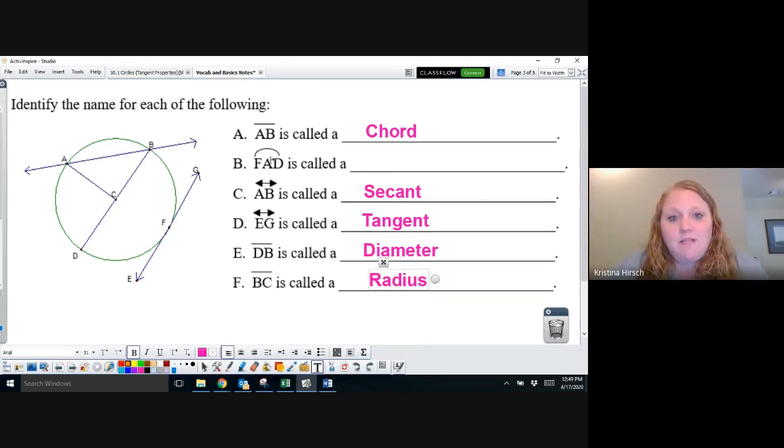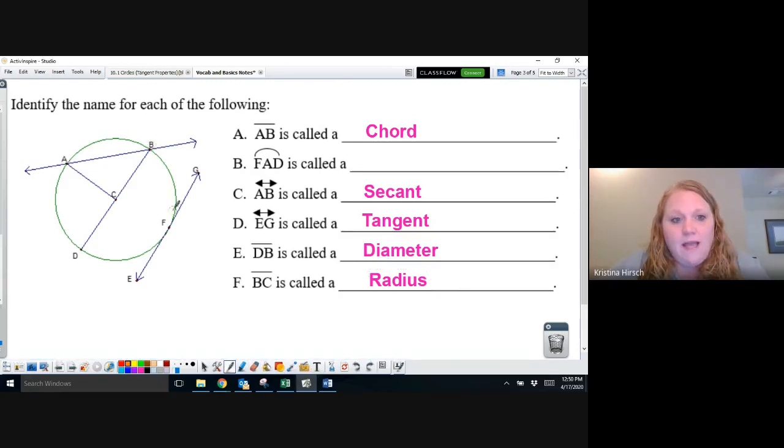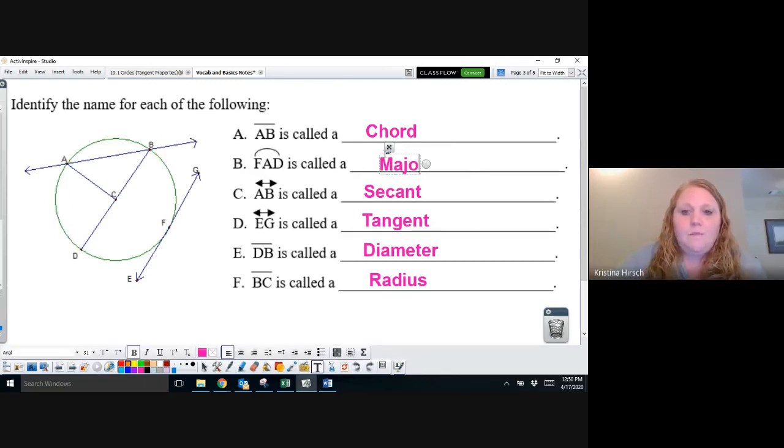And I skipped this one right here, FAD. It goes a long way. All right, so from F to A to D. All right, that is considered a what? Major arc. All right, so I'm going to make that go away so that you can still see all the letters, but it's a major arc because it's more than halfway. All right, so that's how we would name those things.